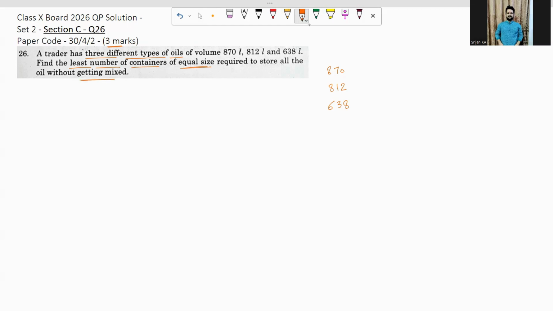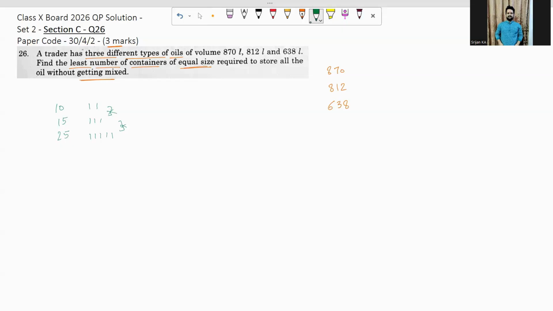So what it is trying to say is, let's assume easier numbers, if someone wants an analogy. The numbers can be 10, 15, and 25 liters, and I want to store this. Everybody right now knows that this is divisible into 2 buckets of 5, 3 buckets of 5, 5 buckets of 5. So basically 5 is the size in which oil is getting stored. It is not getting mixed, and the containers are of equal size. That's what we have to do here.